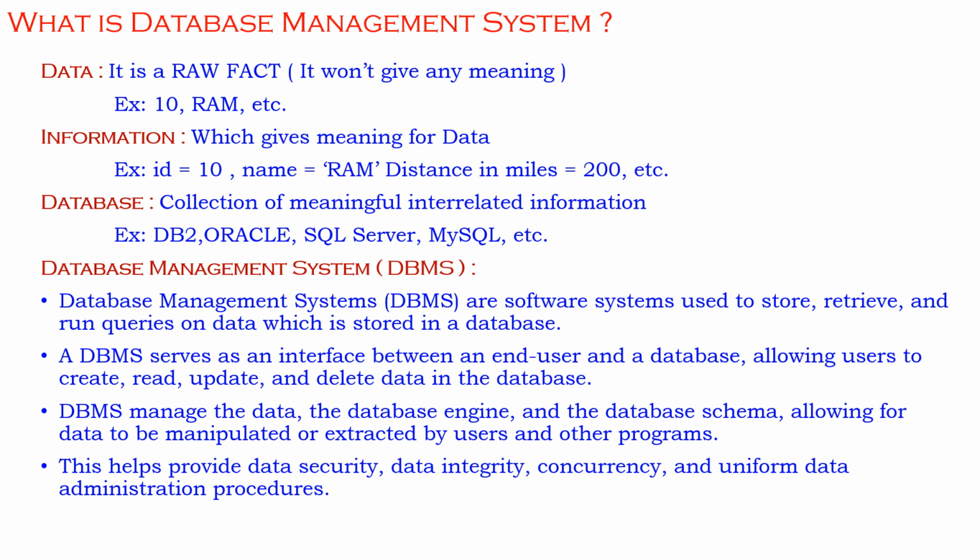So we just saw an introduction on what is data, what is information, and what is a database. So what is a database management system? Database management systems are software systems which are used to store, retrieve, and run queries on data stored in a database. So you can store data, retrieve the data back again from the database, and also query the data and fetch it. It acts as an interface between the end user, the client, and the database. It allows users to read, create a database, update the data, and delete the data.